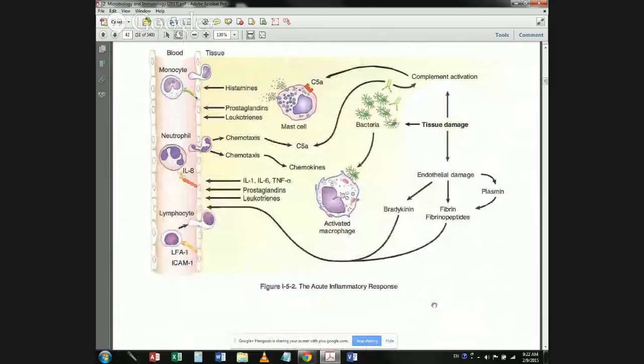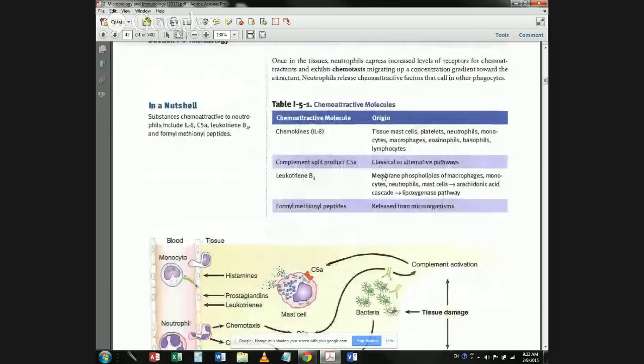Some other things, like endothelial damage, will cause a release of bradykinin, fibrin peptides, and plasmin. That's important. And prostaglandins, leukotrienes, IL-1 and 6, and TNF-alpha are all activating the endothelium. I still don't understand exactly what's going on here. Like, what are these molecules? They say it's maybe LFA-1 on the lymphocyte, maybe ICAM-1 on the endothelium membrane, but we don't know what this monocyte is doing either. Mast cells are producing histamines, obviously. C5a is another one. What else? Tissues that produce the arachidonic cascade, the lipoxygenase pathway. That was what I was forgetting.